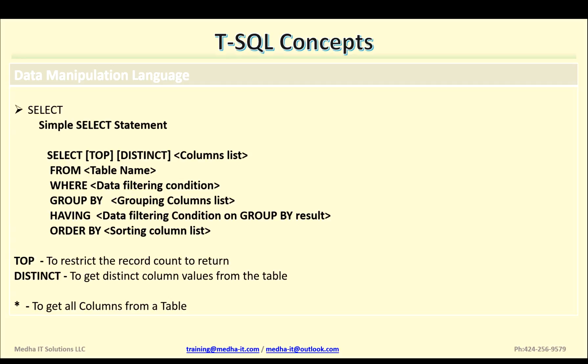And there is something called TOP. The TOP clause is basically used to select a specific number of records starting from the top position. That means when I say TOP 10, I want to get only the first 10 records from the result set. Okay, so we'll see the example here.